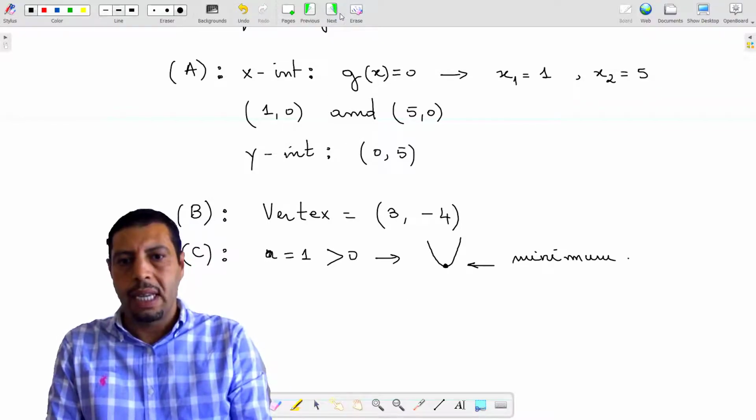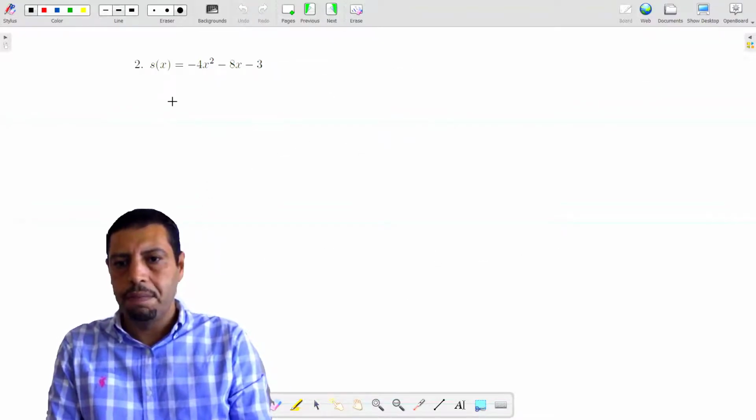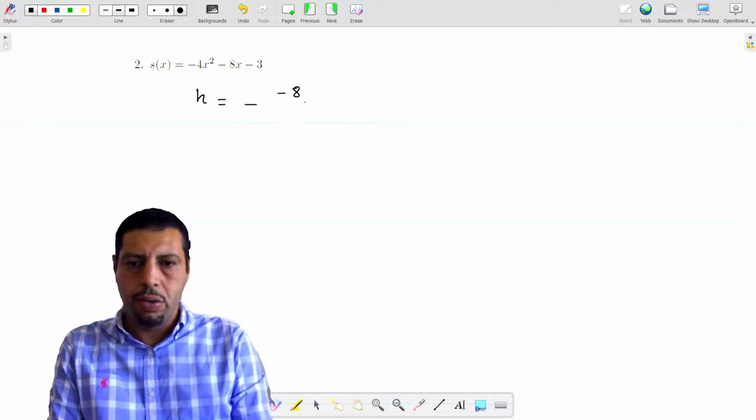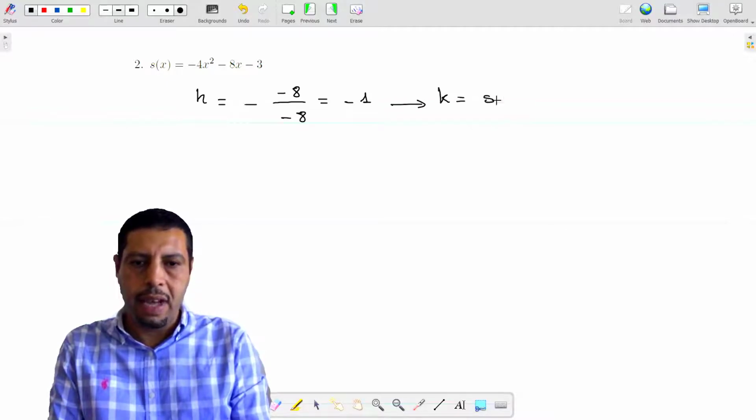Now let's move to the second example, second function. s of x equals negative 4x squared minus 8x minus 3. First of all, we compute h and k. h is given by negative b, which is negative 8, over 2a. The a is negative 4 multiplied by 2, it gives negative 8. So the h is negative 1, and k is equal to s of h, so s of negative 1.